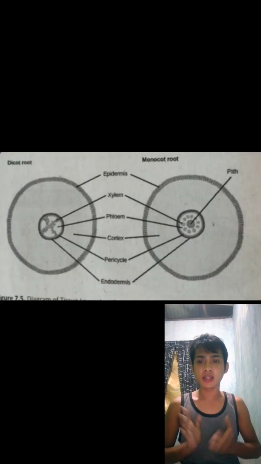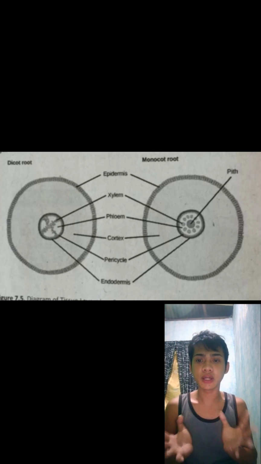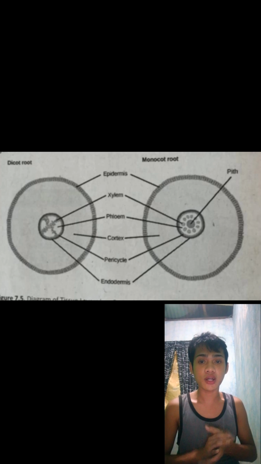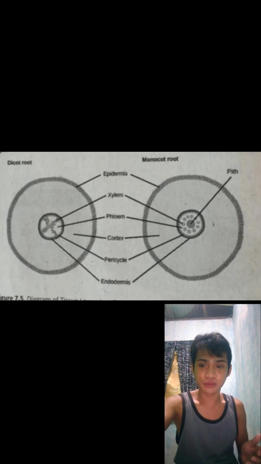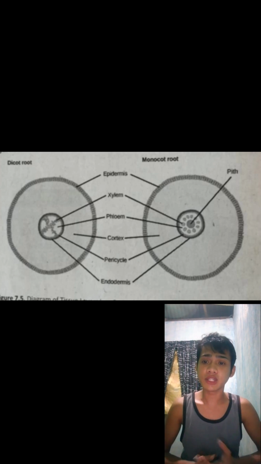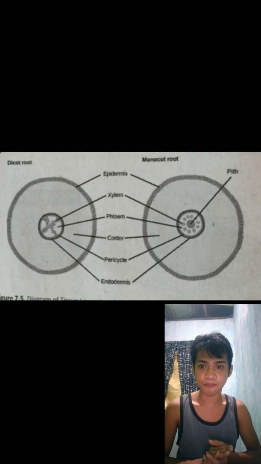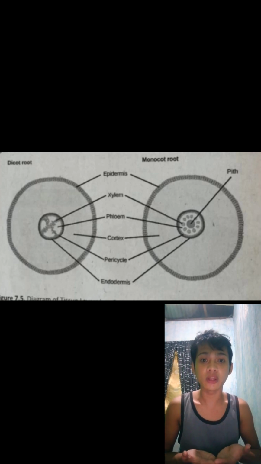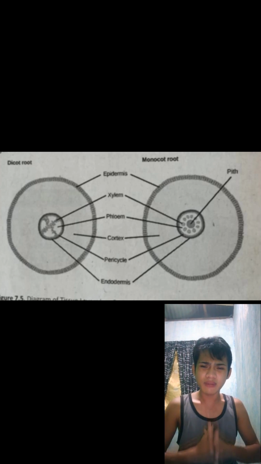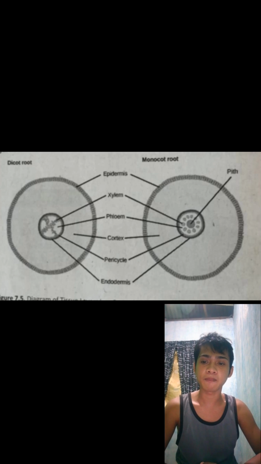Monocot versus dicot root structure. Now let's compare the root structures of monocots and dicots. The image that I've shown on the screen shows cross sections of a monocot root and a dicot root. Notice that the vascular tissue in the monocot root is arranged in a central cylinder called the pith, surrounded by a ring of ground tissue called the cortex. The vascular tissue in the dicot root is arranged in a ring with a central path.